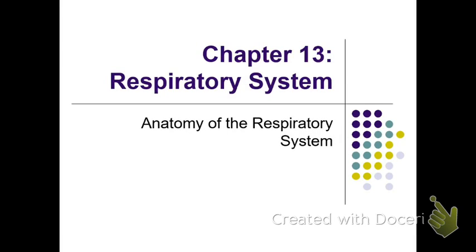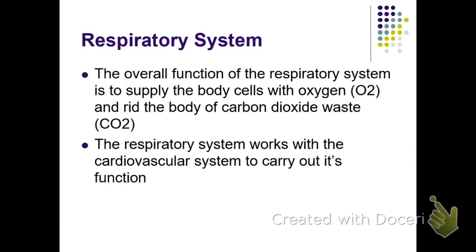So today's video will be talking about the anatomy of the respiratory system, and that includes the organs and the specific structures that are unique to the respiratory system. So again, the overall function of the respiratory system is to ensure that the body has enough oxygen and gets rid of or disposes the carbon dioxide that is built up during respiration.